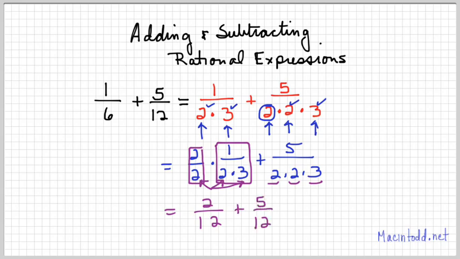plus 5 twelfths. Now they have a common denominator. We got 2 out of 12, 5 out of 12. We have a total of 7 out of 12. And so that's how we add fractions.